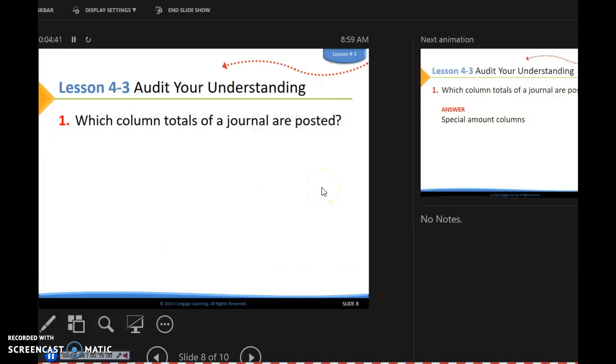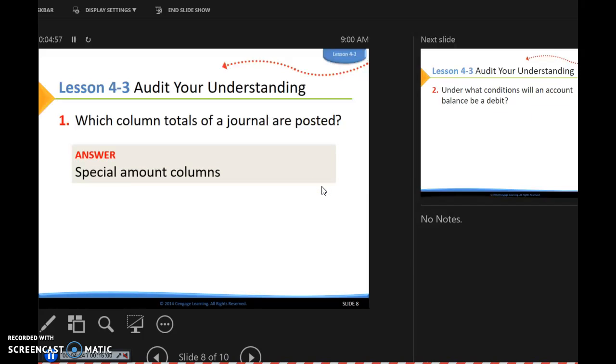Which column totals of a journal are posted? Okay, and what do we call those? Special accounts. Okay, so they're special amount columns.